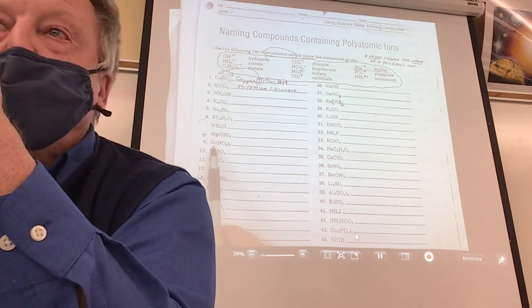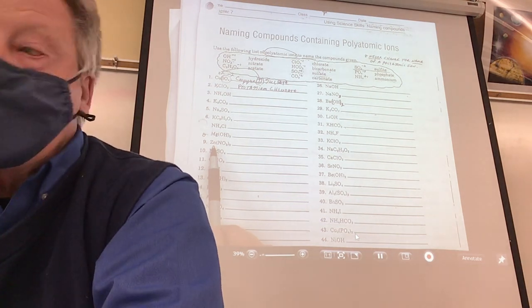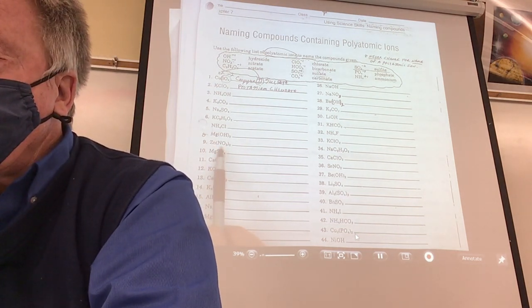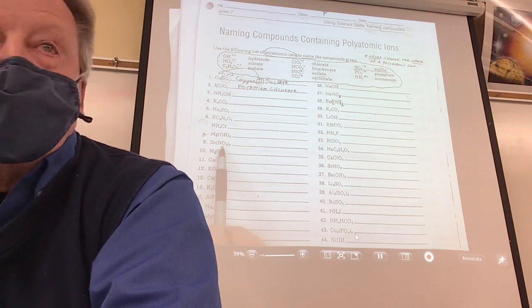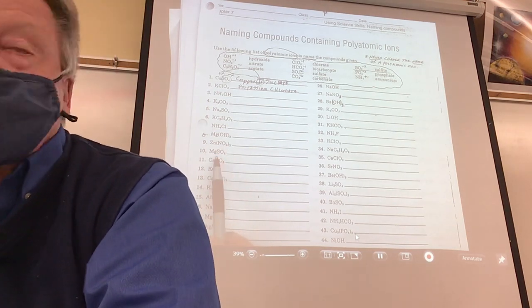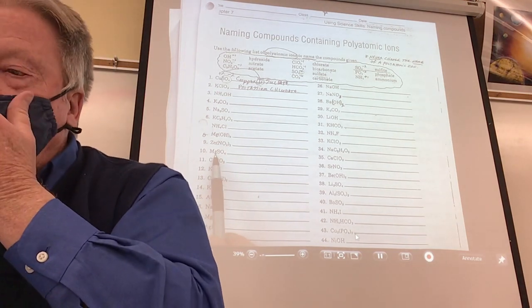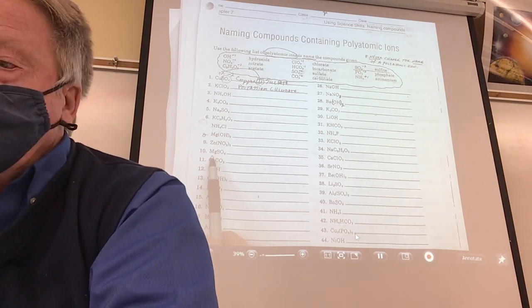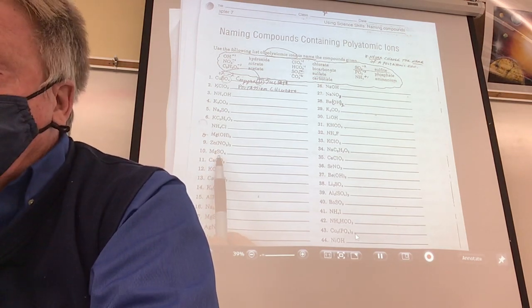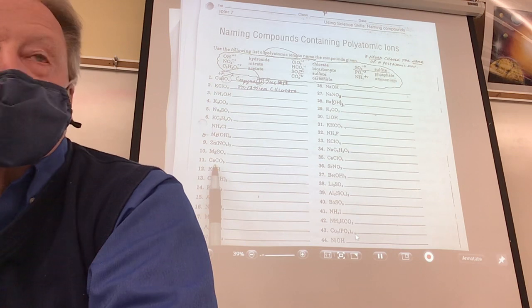Remember silver, zinc, aluminum, +1, +2, +3? That's zinc. And what's this one called? Zinc nitrate. Yes. Next one is an always metal. We've got sulfate, magnesium sulfate. That's another always metal.